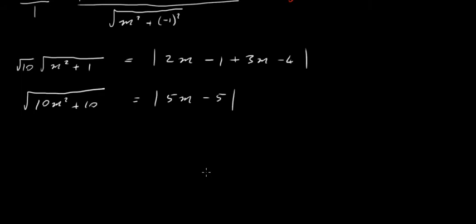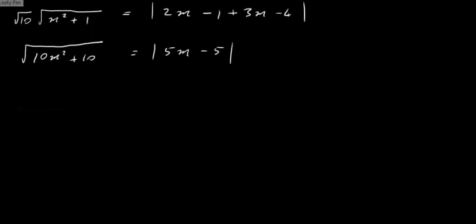Okay, so now what I'm going to do is square both sides. If I square the left hand side, I get 10m squared plus 10. On the right hand side, I just have to do all of this: 25m squared minus 50m plus 25. You can do that yourself.